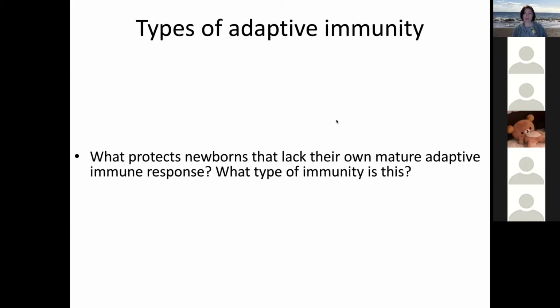Okay, in the chat, some good responses. The innate immune response, of course, kicks in right away. Also, some of you have said IgGs, you're right. And where did those IgGs come from? IgGs came from mom, and so that's considered a form of natural passive immunity.